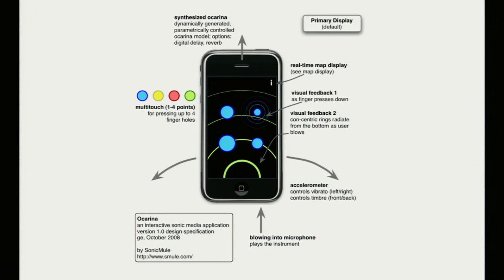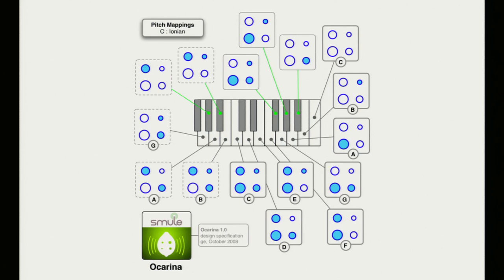And this is the pitch mapping, and it is more than the traditional four-hole English pendant ocarina after which it's modeled. Because it's a digital ocarina, we have perfect intonation, and we also can extend some fingerings that weren't used before to additional pitches.